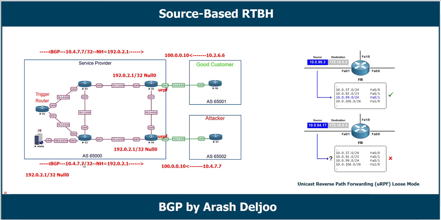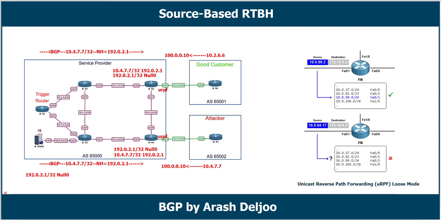After receiving this entry, in router 2 and router 4, we will have this entry. Look here, 10.4.7.7/32. The next hop is 192.0.2.1. And also in router 2, we will have the same entry, 10.4.7.7/32. The next hop is actually 192.0.2.1. Okay, now what is happening?